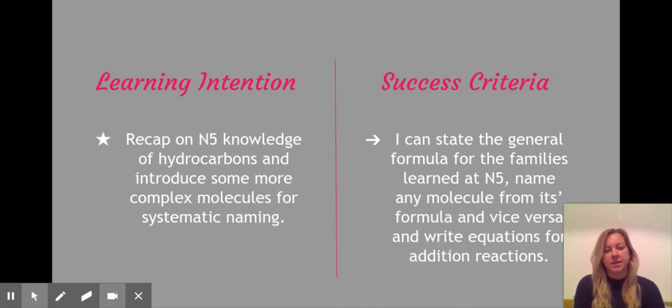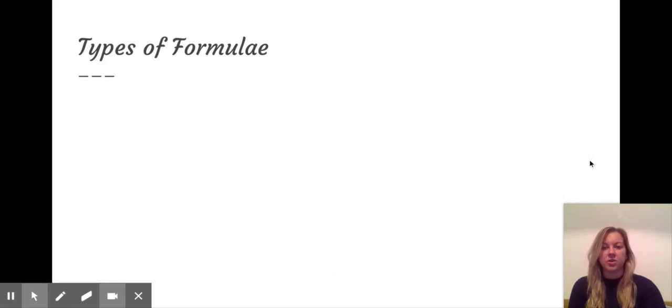for systematic naming. Our success criteria is we can state the general formula for the families learned at National 5, name any molecule from its structural formula and vice versa, and we also want to be able to write addition-reaction equations. So, types of formulae then.